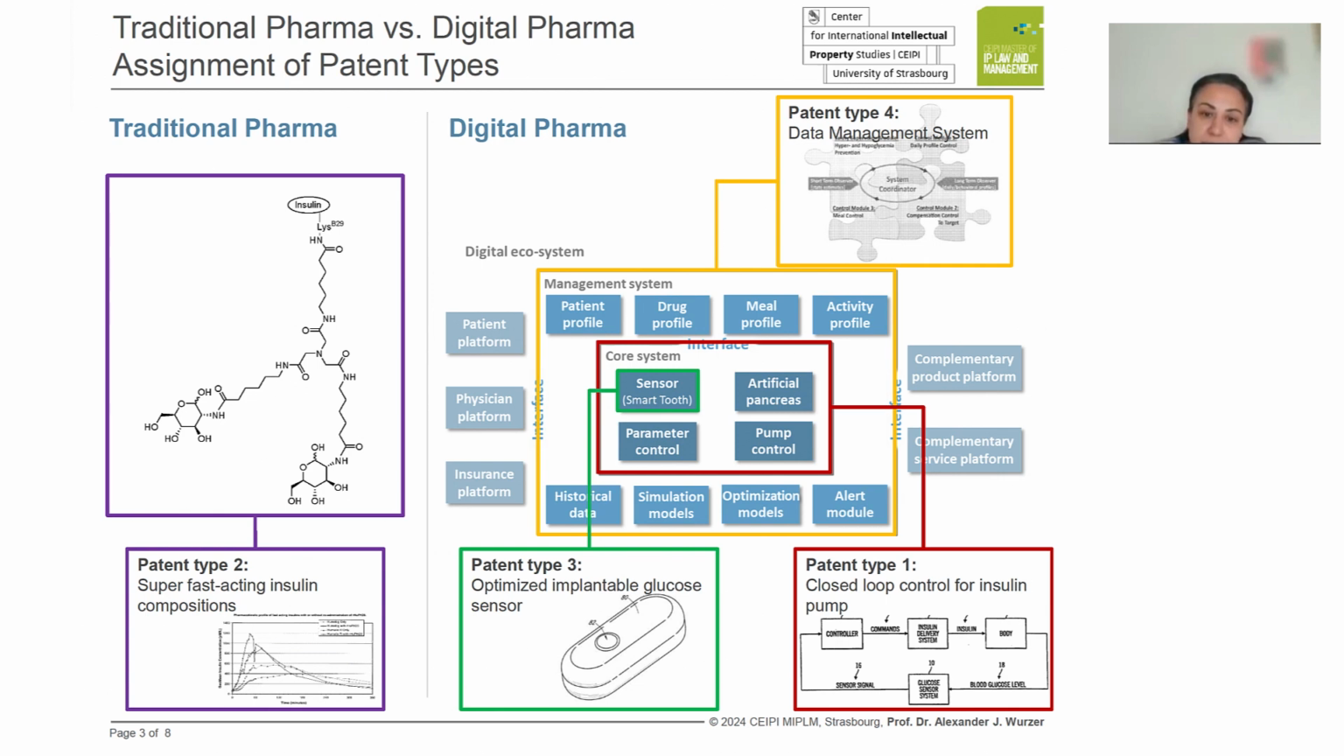So patent type 3 can be assigned in a core system as a sensor, and patent type 1 is about a control system which can cover the core system. And patent type 4 is about a data management system, which can cover the management system and core system as well. We can say that it's a digital ecosystem. Next slide, please.